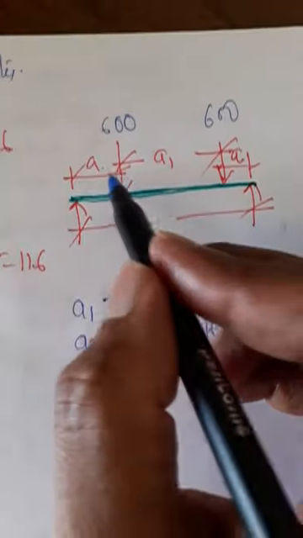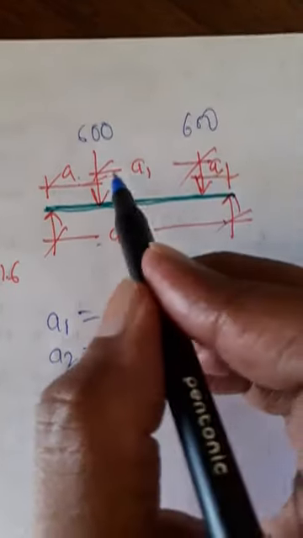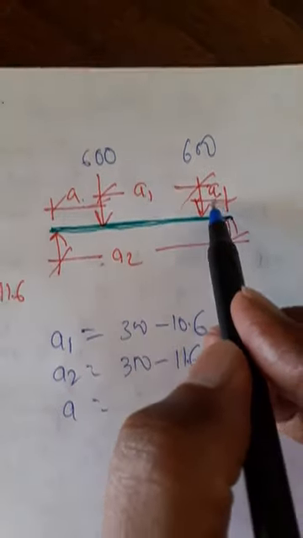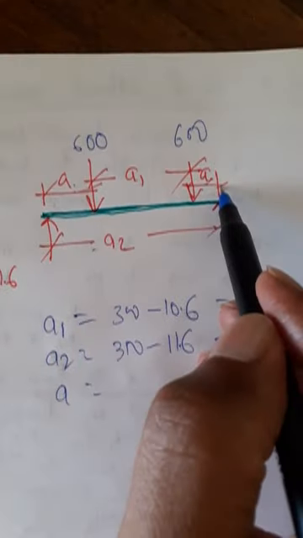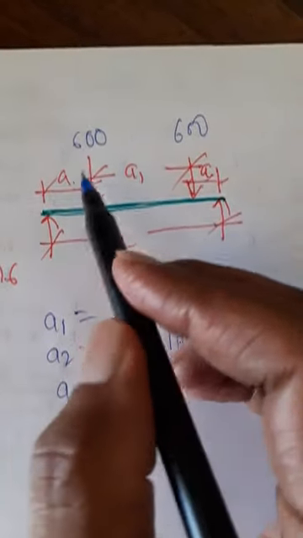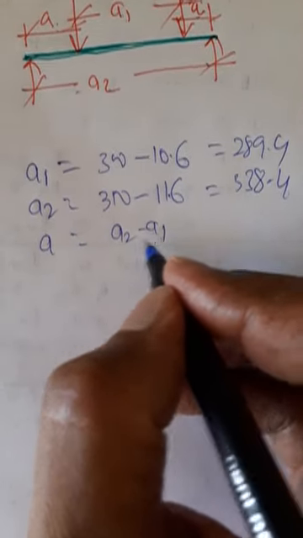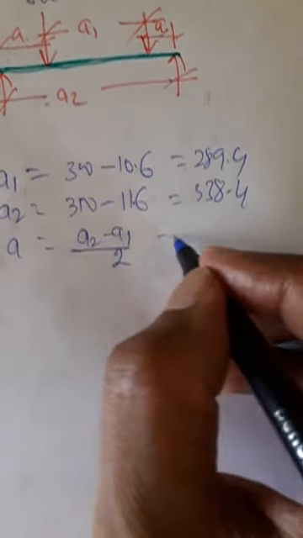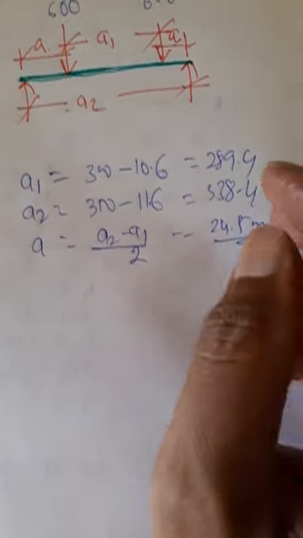Now A, this value. So this value is what? A2 minus A1 divided by 2, because A is here, another A is here. So A2 minus A1, I get this and this together. So divided by 2 will give me each individual A. So A is A2 minus A1 divided by 2. So we have the answer 24.5 mm.